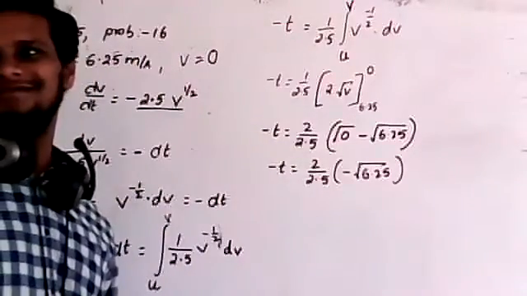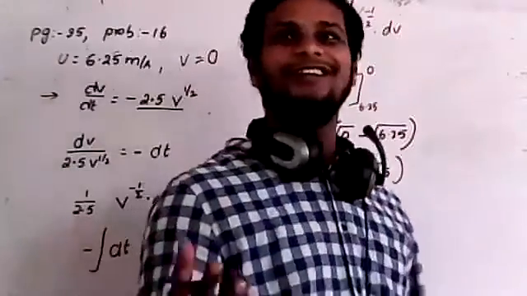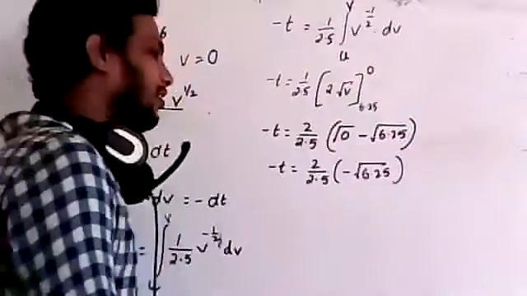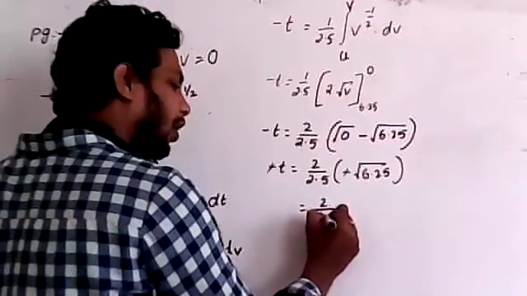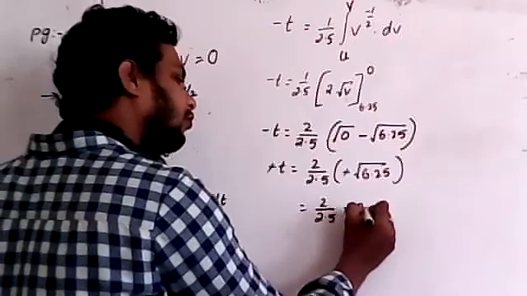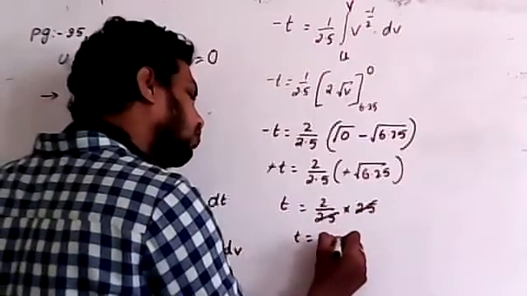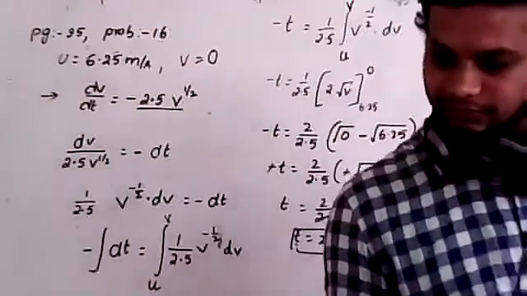Calculator. The square root of 625 is 25, so the square root of 6.25 becomes 2.5. Now cancel minus minus. Then this is 2 by 2.5 into the square root of 6.25, which is 2.5. Cancel 2.5, 2.5. Then time t is equal to 2 seconds.